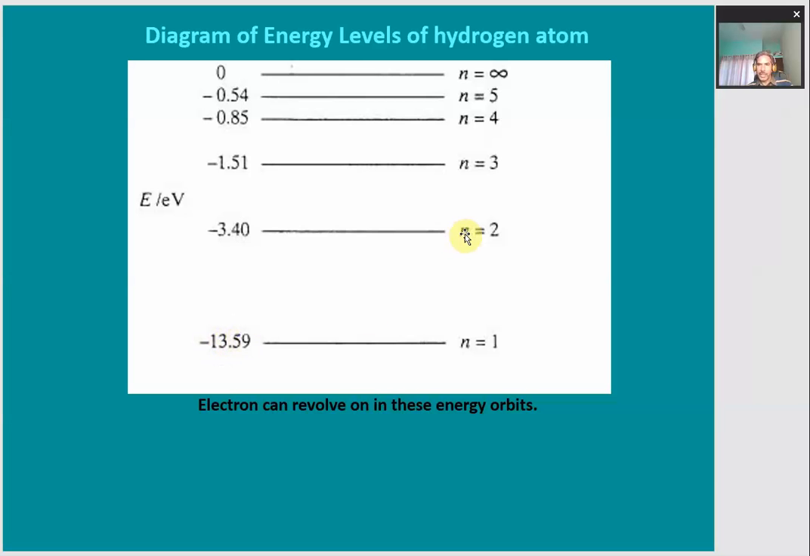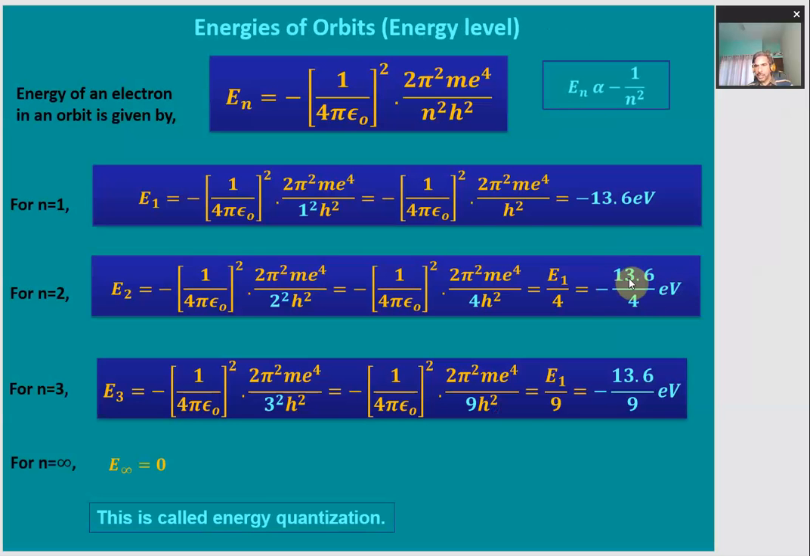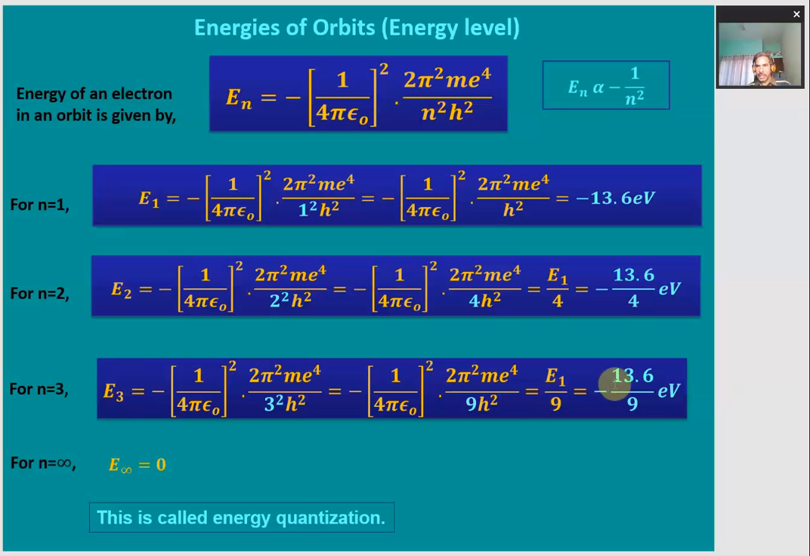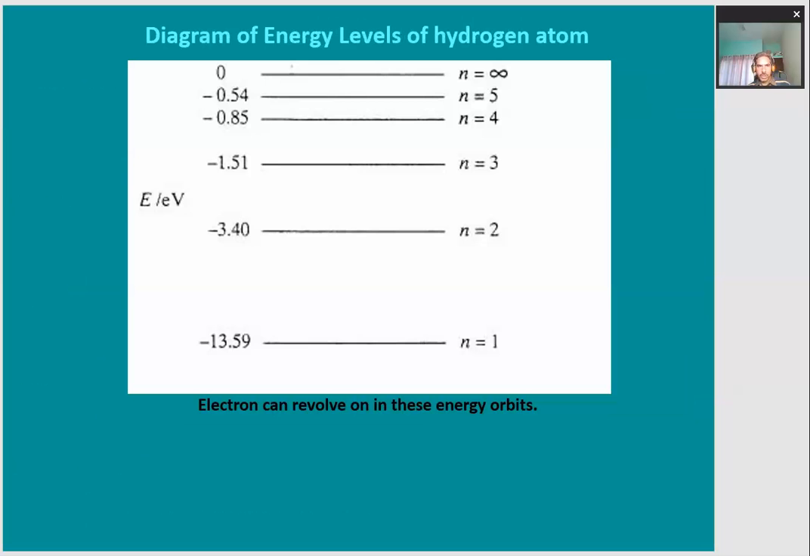And for n equal to 2, it is already calculated to be minus 13.6 divided by 4 electron volt, and it comes out to be minus 3.4. So it is becoming less negative, meaning this energy is higher than the earlier one, for which n is equal to 1. And for n equal to 3, we have calculated the energy to be minus 13.6 divided by 9. On calculation, finding the ratio, we find the energy to be minus 1.51.